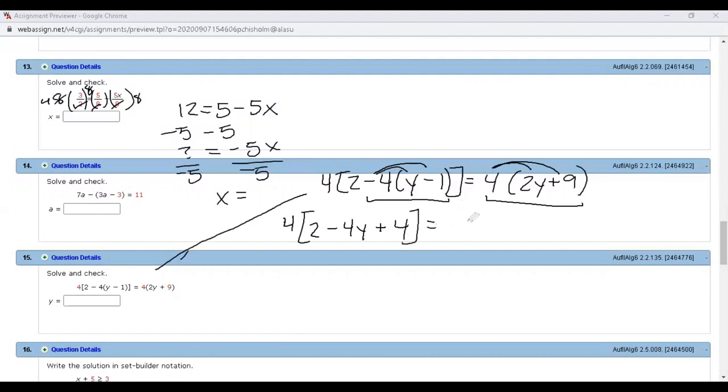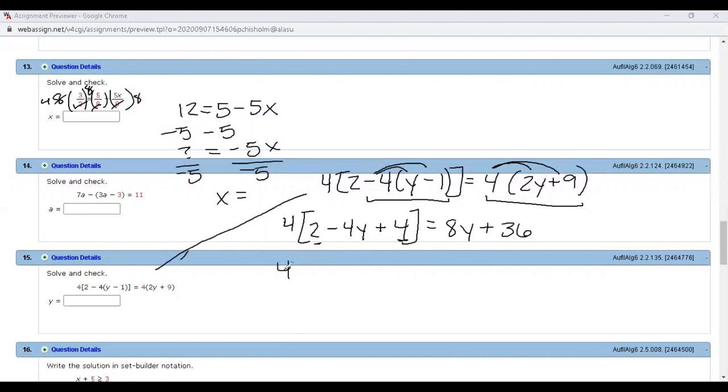Bring our equal sign down. We have 4 times 2y, which is 8y. And we have 4 times 9, which is 36. Okay? So from here, we have to tackle this group, the bracket group, because we have some like terms in here that need to be combined.